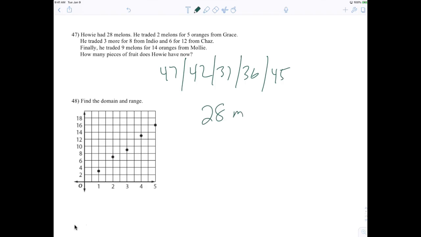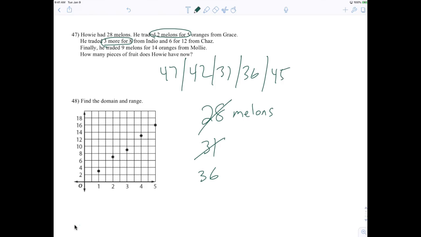So he starts out with 28 melons, right? And then he trades 2 for 5. Which means instead of having 28, he's going to have how many now? 31. I really like that. Does everybody see that? Because ultimately, does it ask for oranges and melons? No, it just asks for the total number of fruit, correct? Yeah. So that took care of this. So then he traded 3 for 8. So that means he gained what?